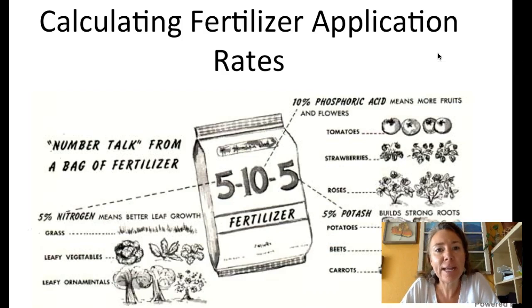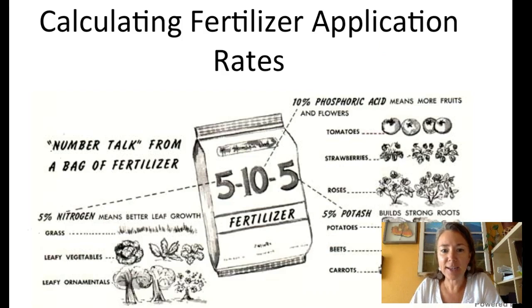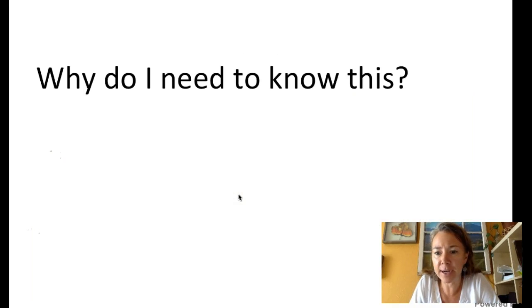A lot of folks are intimidated, but the formulas are pretty simple, multiplication and division, as long as you have an understanding of what those three numbers on that fertilizer bag mean. Say it with me, nitrogen, phosphate, and potassium. So that ratio in a fertilizer is what we're going to use to calculate all different types of fertilizers.